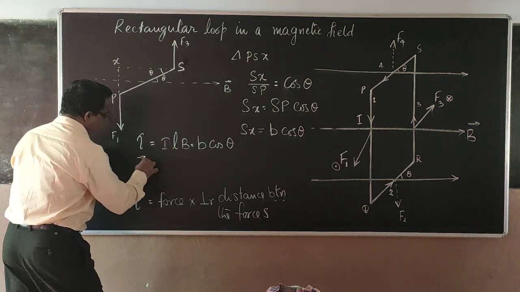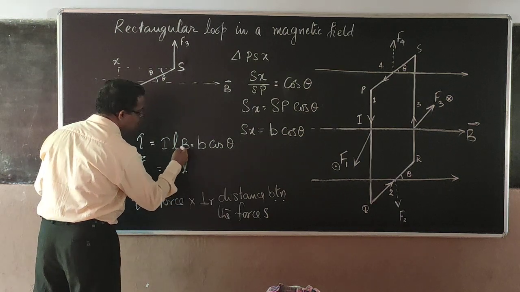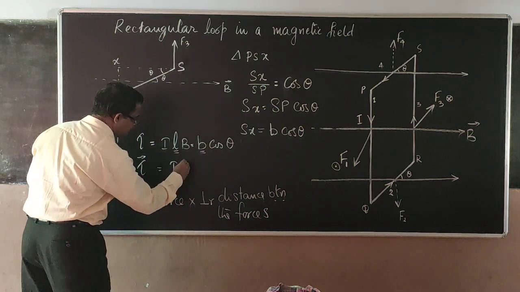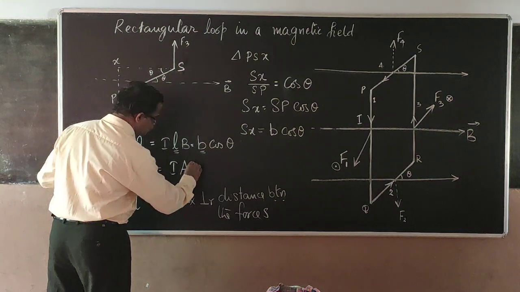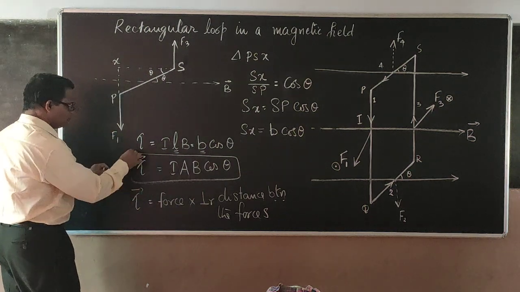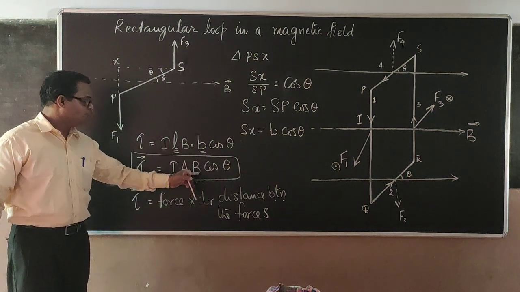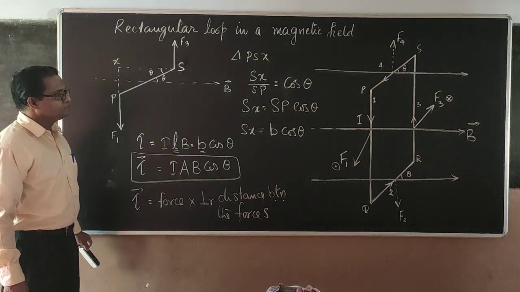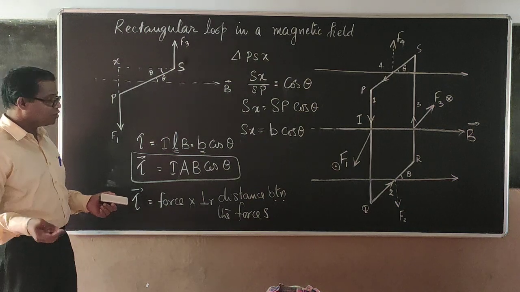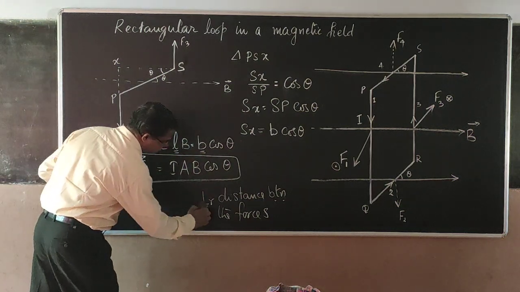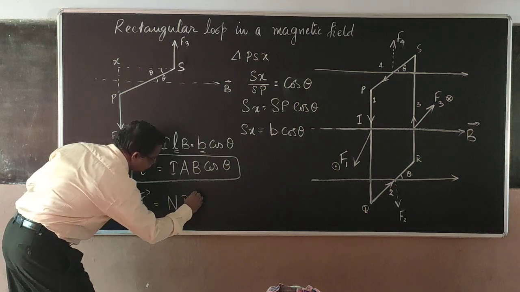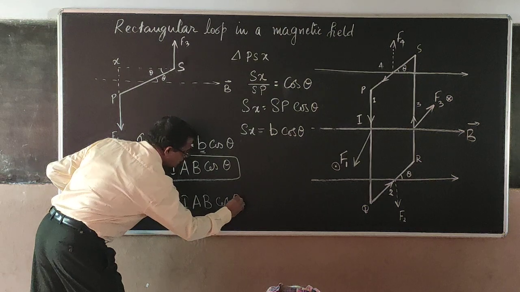therefore tau will be equal to I into L into B; together I can write L into B as the area of the rectangular loop, A, into B into cos theta. So there is a torque acting on the rectangular loop. The torque is given by I into A into B into cos theta. But sometimes you get a rectangular loop with n turns. Then, if there are n number of turns, the equation will be tau equal to n times I into A into B into cos theta.